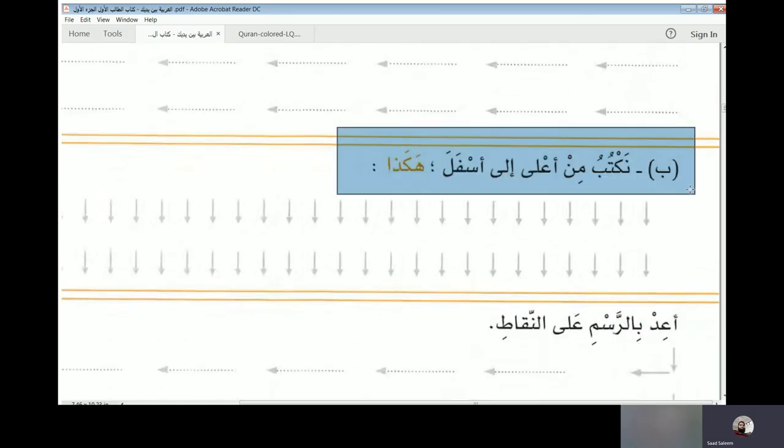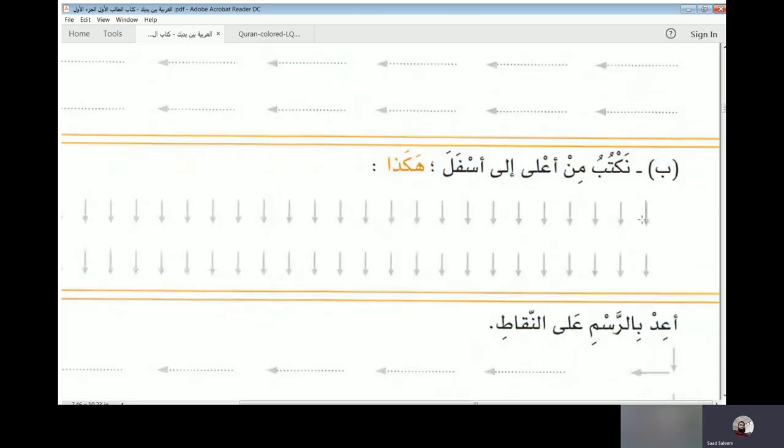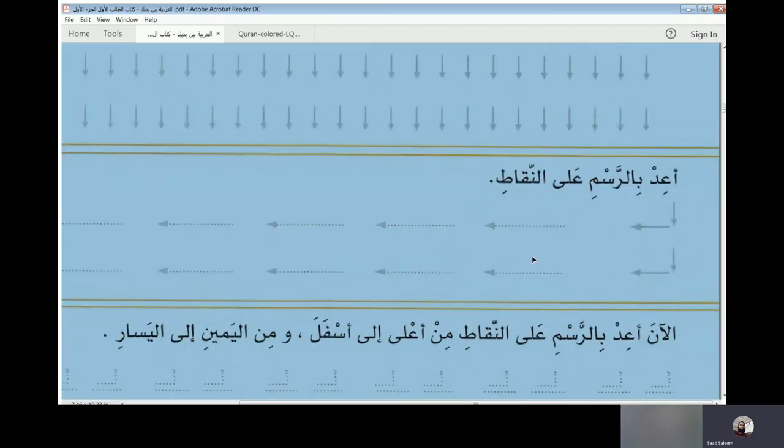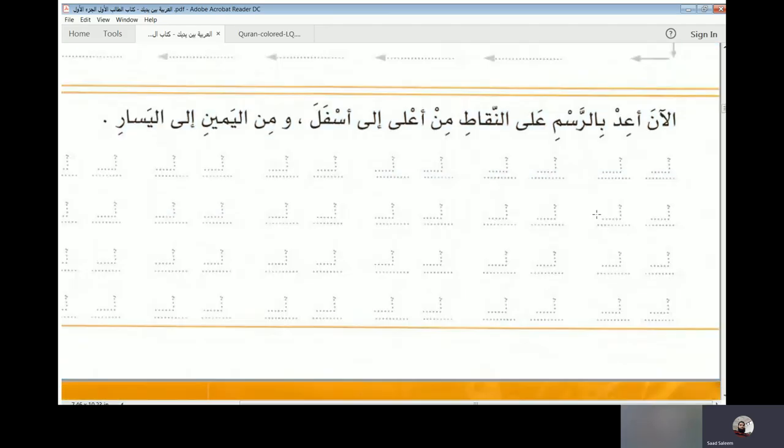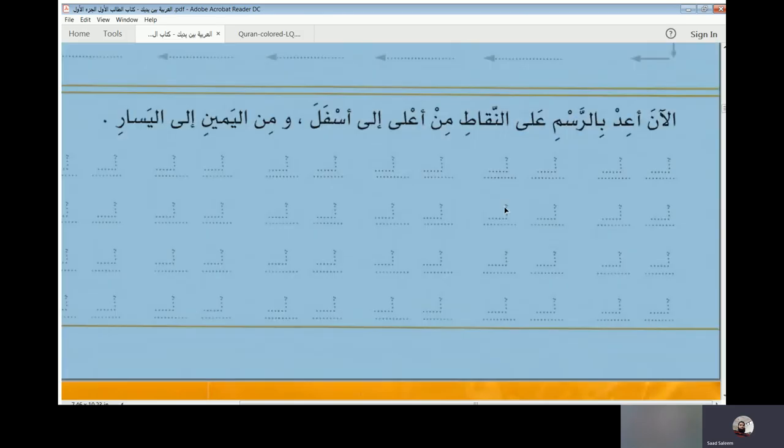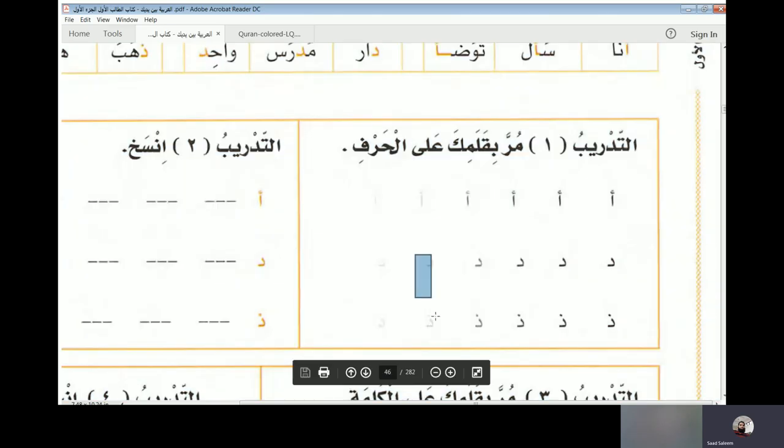Naktubu min al-a'la ila al-asfal hakadha. In Arabic, we start writing all words and alphabets from top to bottom. Arsam ala an-nuqat. He's asking you to move your pen on these dots. This is your homework for writing practice. Now he's asking you to first move your pen from top to bottom, then from right to the left side. This is also your homework. Here he's asking you to move your pen on these alphabets. This is for writing practice.